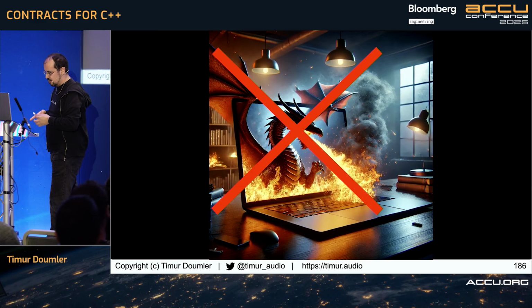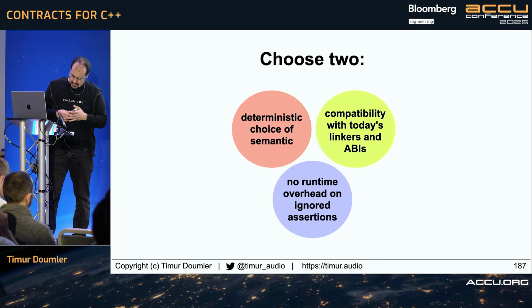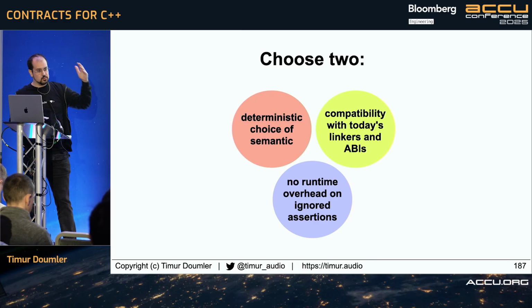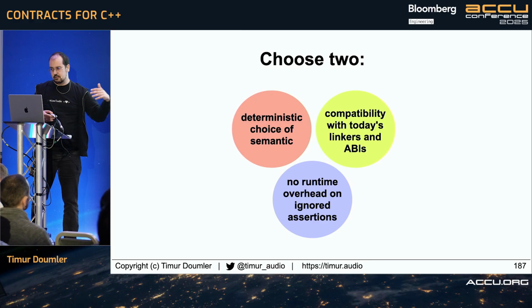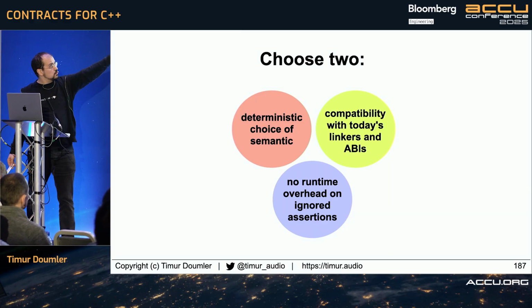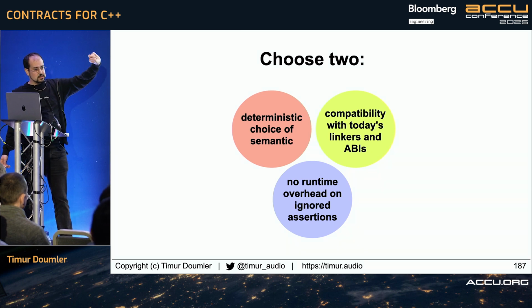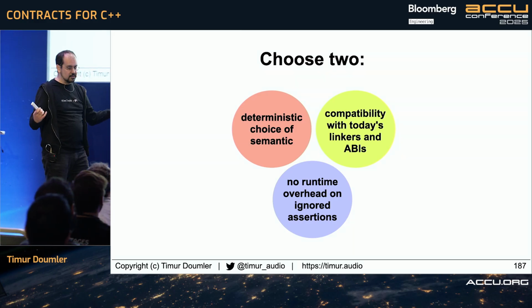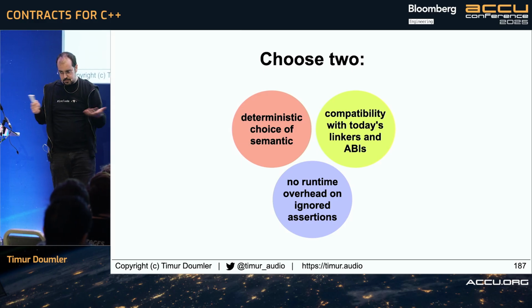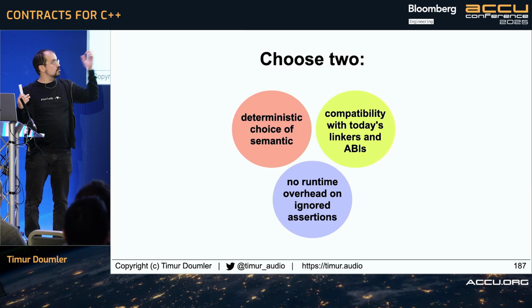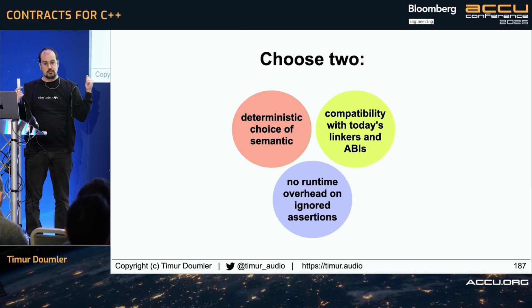So how do we go about this? And it turns out there's three properties that we kind of want. One is you want to be able to reason about what version gets chosen. Like, do you get the checks or do you not get the checks? You want to be compatible with today's linkers and ABIs, and we want to not have runtime overhead when you turn the checks off. And it turns out, because of the way C++ works and linkers work, and this is not a property of this proposal, but that's just a property of the universe, you can only ever get two of those, but not all three at the same time.